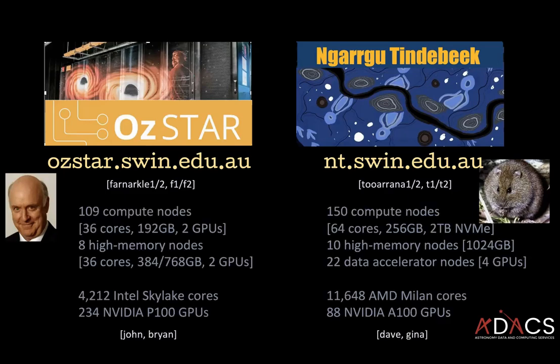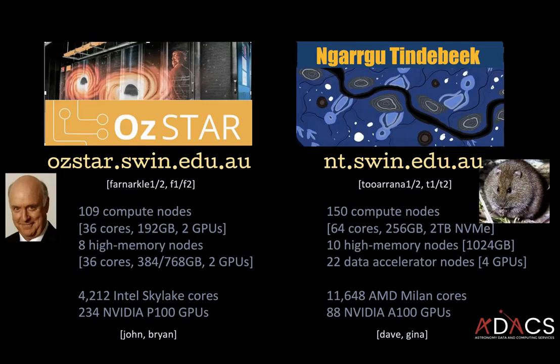Many of you may already be familiar with the OzSTAR hardware, but I'll quickly summarize it here. There's 117 compute nodes in total. 109 of those are what we call our standard compute nodes. They each contain 36 compute cores, which are Intel Skylake cores, 192 gigabytes of RAM, and 2 NVIDIA GPUs. On 107 of the nodes, those are NVIDIA P100 GPUs, and on 2, they are V100 GPUs.